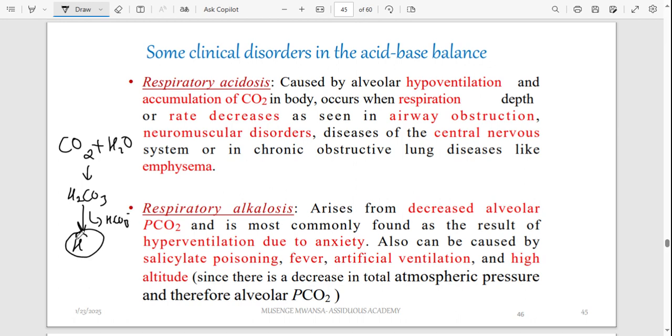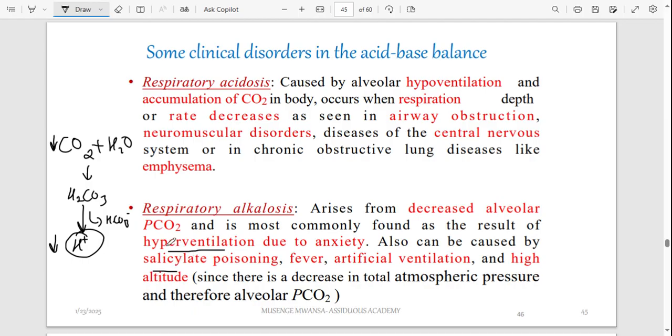But for this, I'm interested in the hydrogen ion. If I'm breathing very fast, I'm losing a lot of carbon dioxide, so the carbon dioxide has reduced. And when the carbon dioxide reduces, it means I'm going to have a reduction in hydrogen also. A reduction in hydrogen causes what? Alkalosis. So hyperventilation is going to be able to cause alkalosis. Maybe if you are anxious, you start breathing out very fast, and that can result in respiratory alkalosis. Respiratory alkalosis can also be caused by taking some drugs like salicylates. An example of such a drug is aspirin.